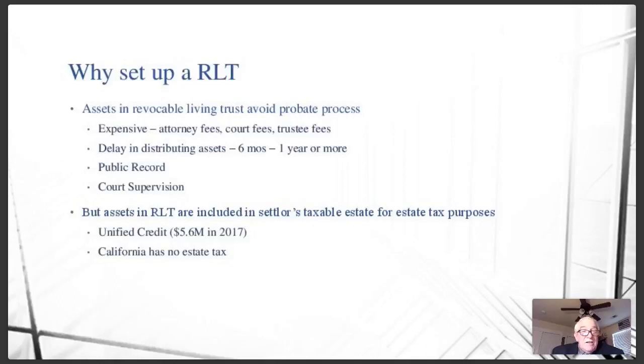The assets in the revocable living trust are included in the settlor's taxable estate for estate tax purposes, but with the unified credit now in 2018 going up to 11 and some odd million per individual, or 22 million for a married couple filing a joint return, very few people are going to have to worry about estate tax consequences. And California has no estate tax.